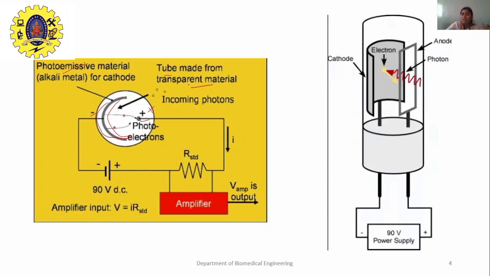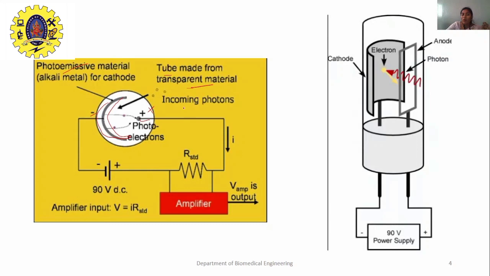So we have to be very focused that the material which is used for making the tube should be transparent, so that it will allow all the light to reach the photocathode for proper working operation. So the tube should always be made up of what? Transparent material. That is very, very important.